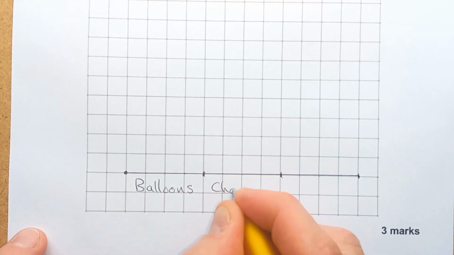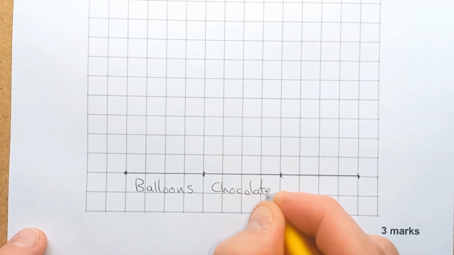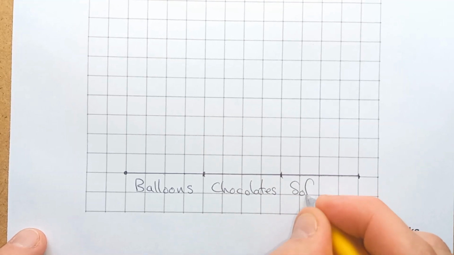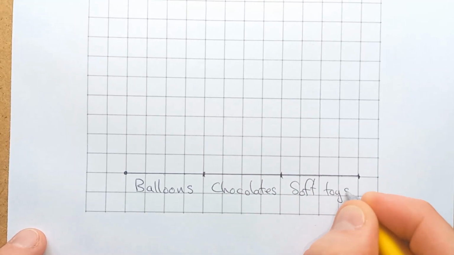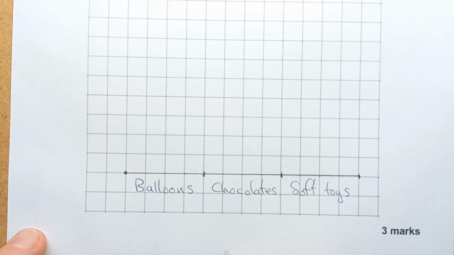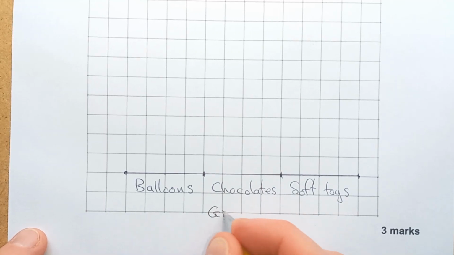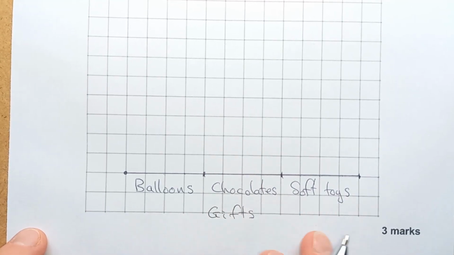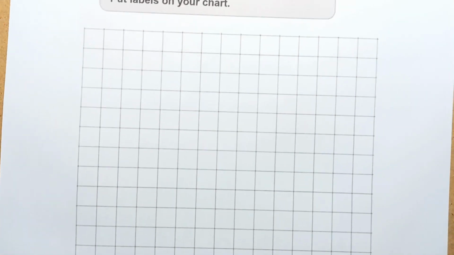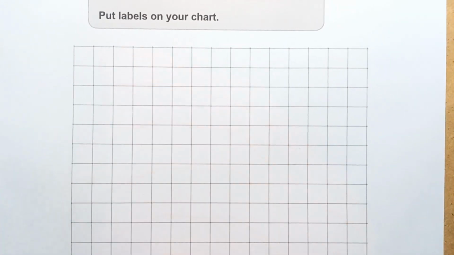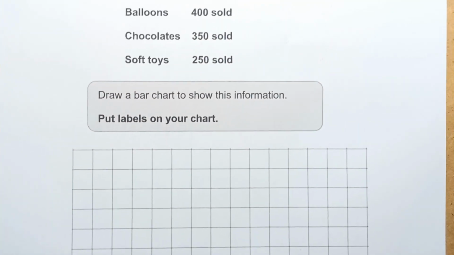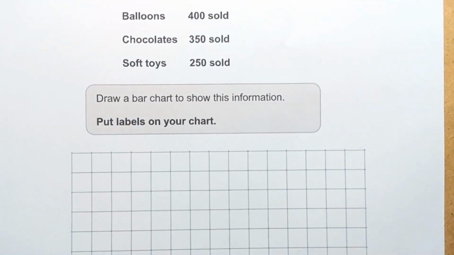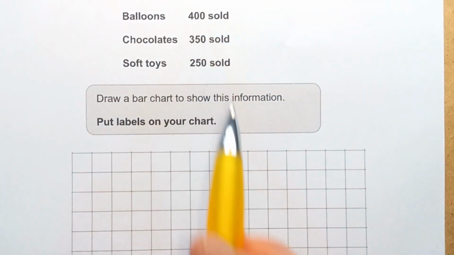Balloons, chocolates, and soft toys. And we need a label for these things. So these are all gifts. Now we've got to work out what numbers we're going to have going up the side. So we want to look at what the biggest number is, because we need to go at least as big as the biggest one, which is 400.